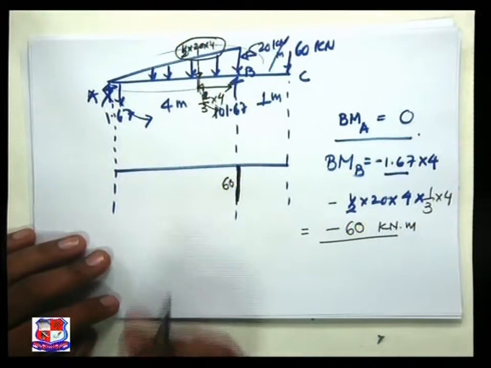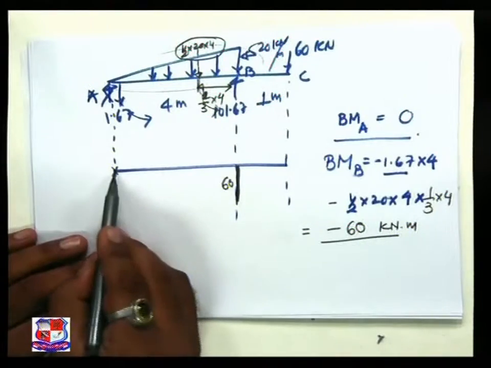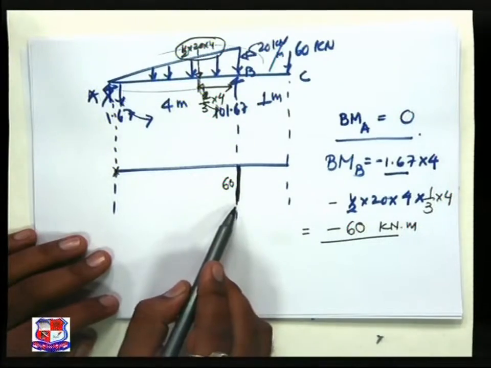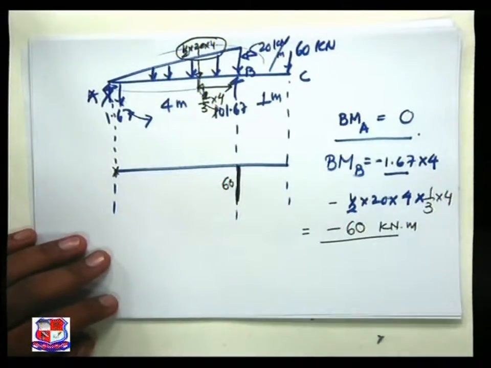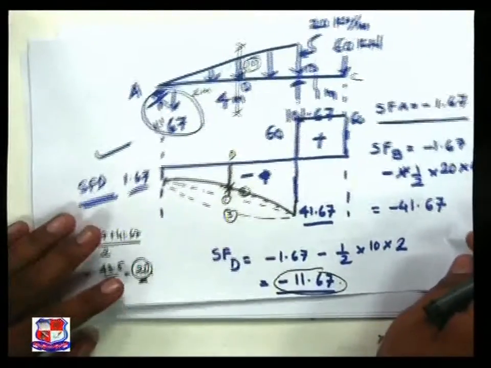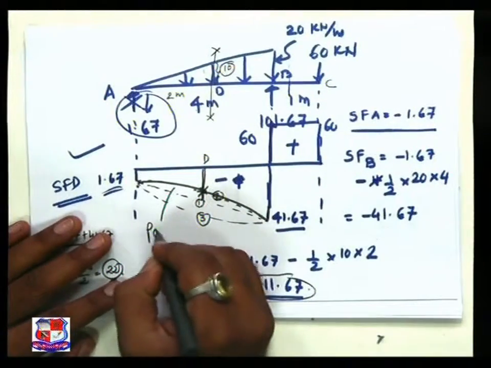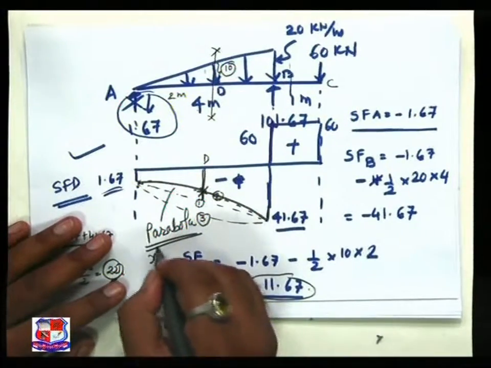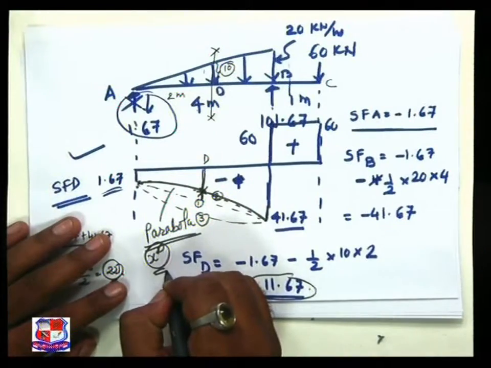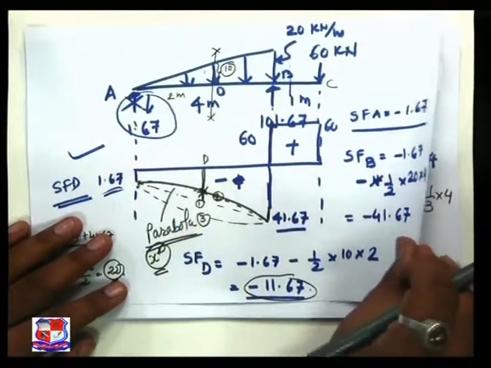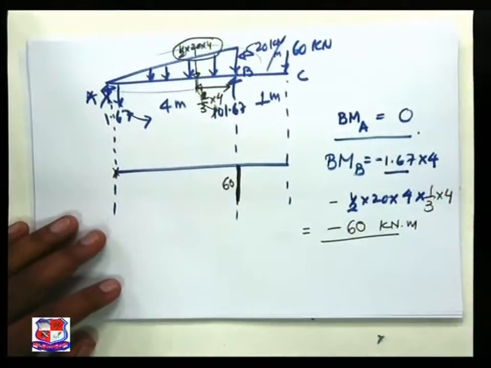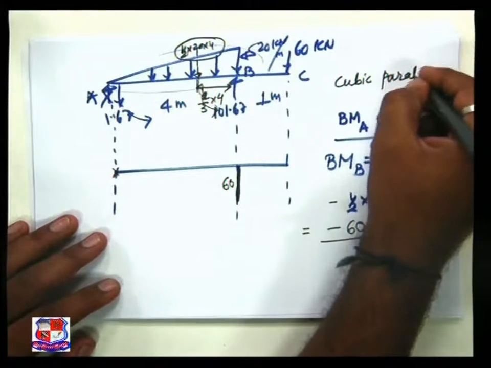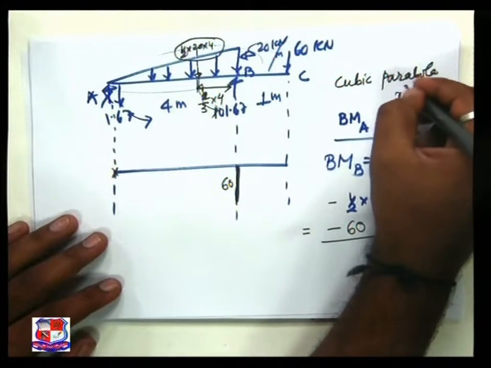The question may arise: this value is 0, so how do we join these 2 points? It is obvious that when the shear force diagram has been joined over here by a parabola, in terms of x square nature, then my bending moment diagram must be a cubic parabola. The important word, cubic parabola, my equation in terms of x cube.